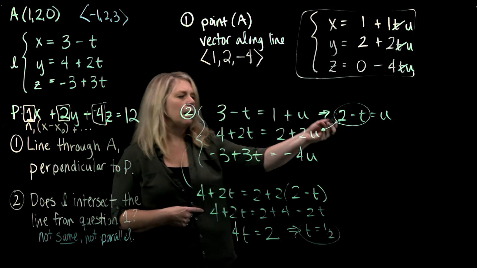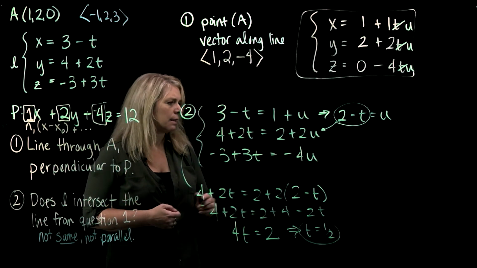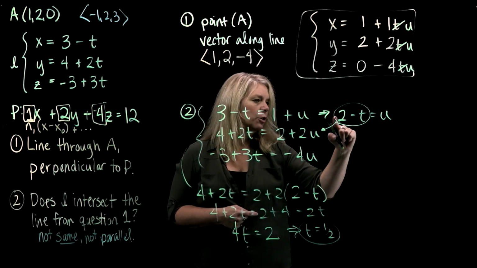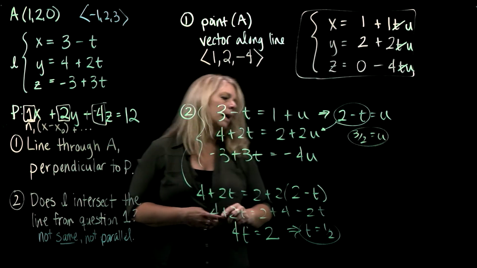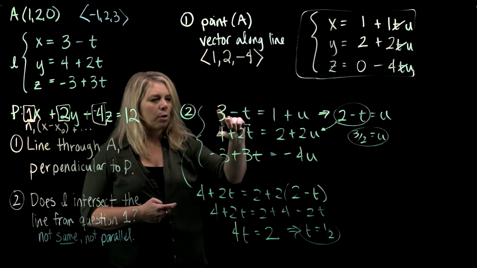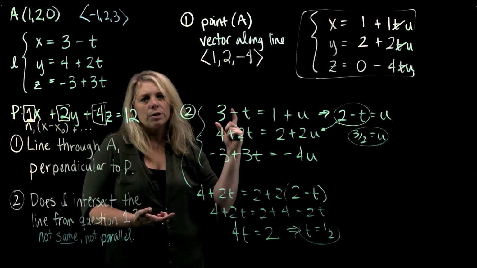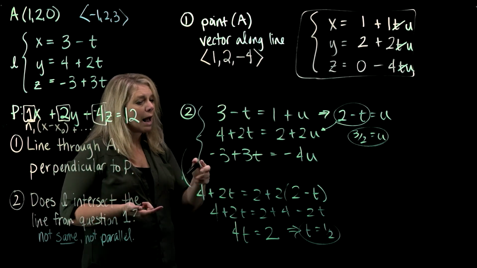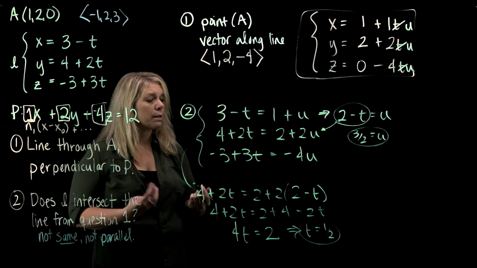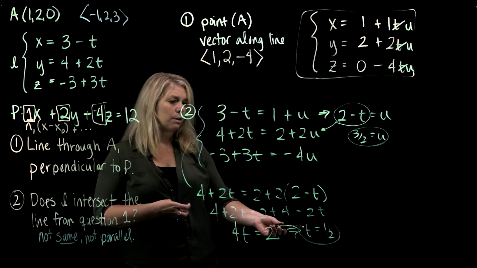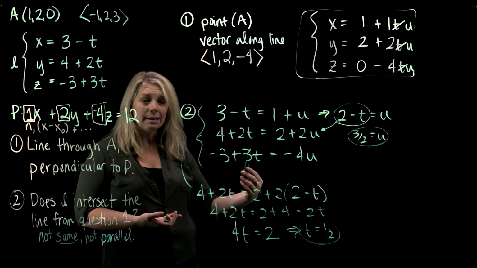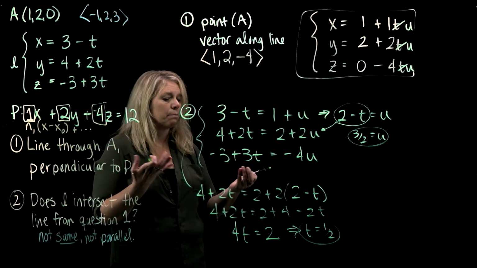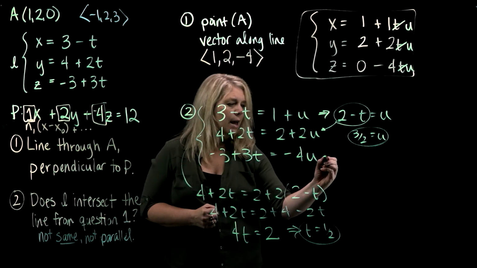I could plug that in and find a u value that corresponds to that. So 2 minus 1/2, so 3/2 will be my u value. All right, so I got the t and the u value from working with these first two equations. Those are just the two I chose to work with. But I have a third equation here that I haven't worked with. So I would need to check and make sure that this t and this u value satisfy that third equation. If not, then this is an inconsistent system. So let's go ahead and check that.